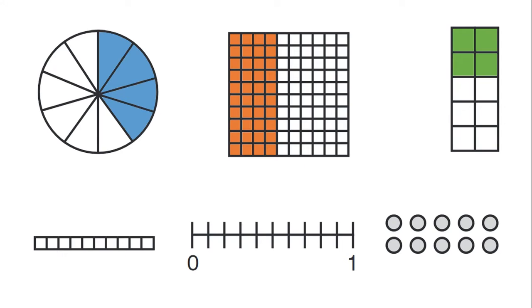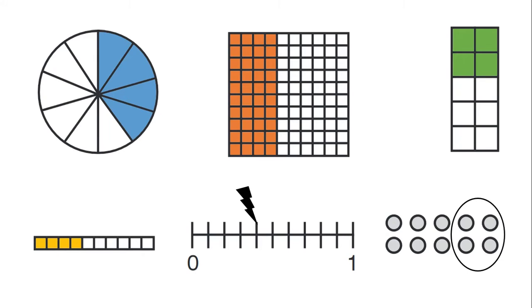would be 4/10ths. In the bottom left, we have another rectangle divided into 10 pieces, so 4 of them would be 4/10ths. In the bottom middle, we have a number line between 0 and 1, so we'd have to count 1, 2, 3, 4, and that would be 4/10ths. And then on the bottom right, we have 10 circles, so we'd have to circle 4 of them, and that would be 4/10ths of the circles.